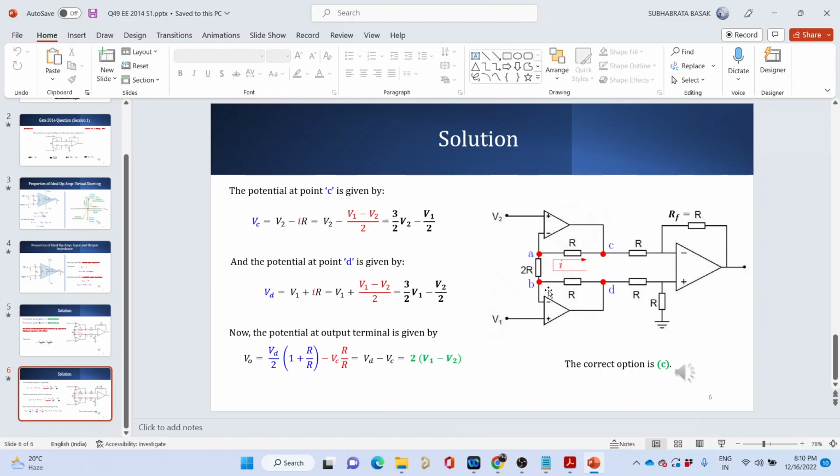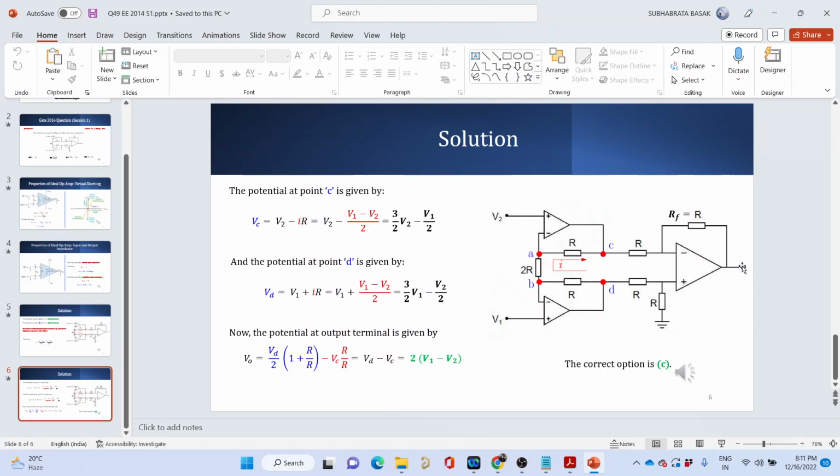Yes, sir. Now, as we are applying superposition, let us assume that D is grounded, or D is 0. D is at 0 potential. We have applied potential VC at point C. What would be the expression for the output voltage when only VC is applied, with D grounded? What would be the output of the op-amp circuit?